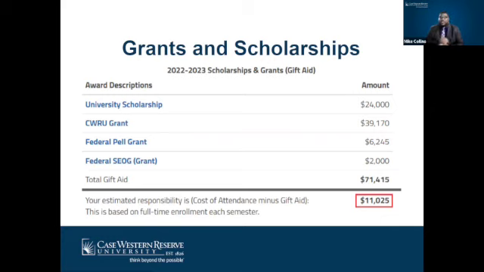I should also note that everything is based on you being a full-time student, which for Case Western Reserve is 12 credit hours per semester. And so in order for you to receive these grants and the scholarships, you must be a full-time student.